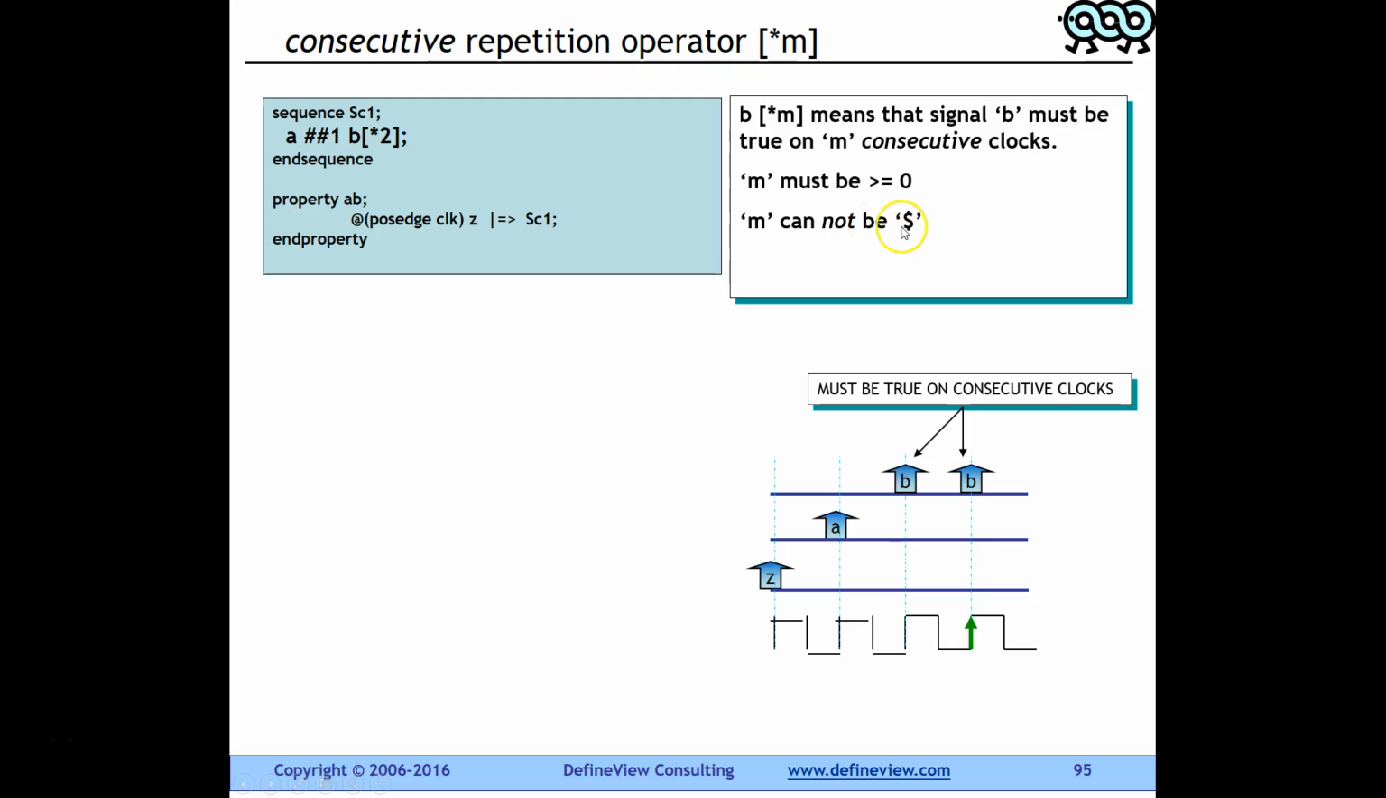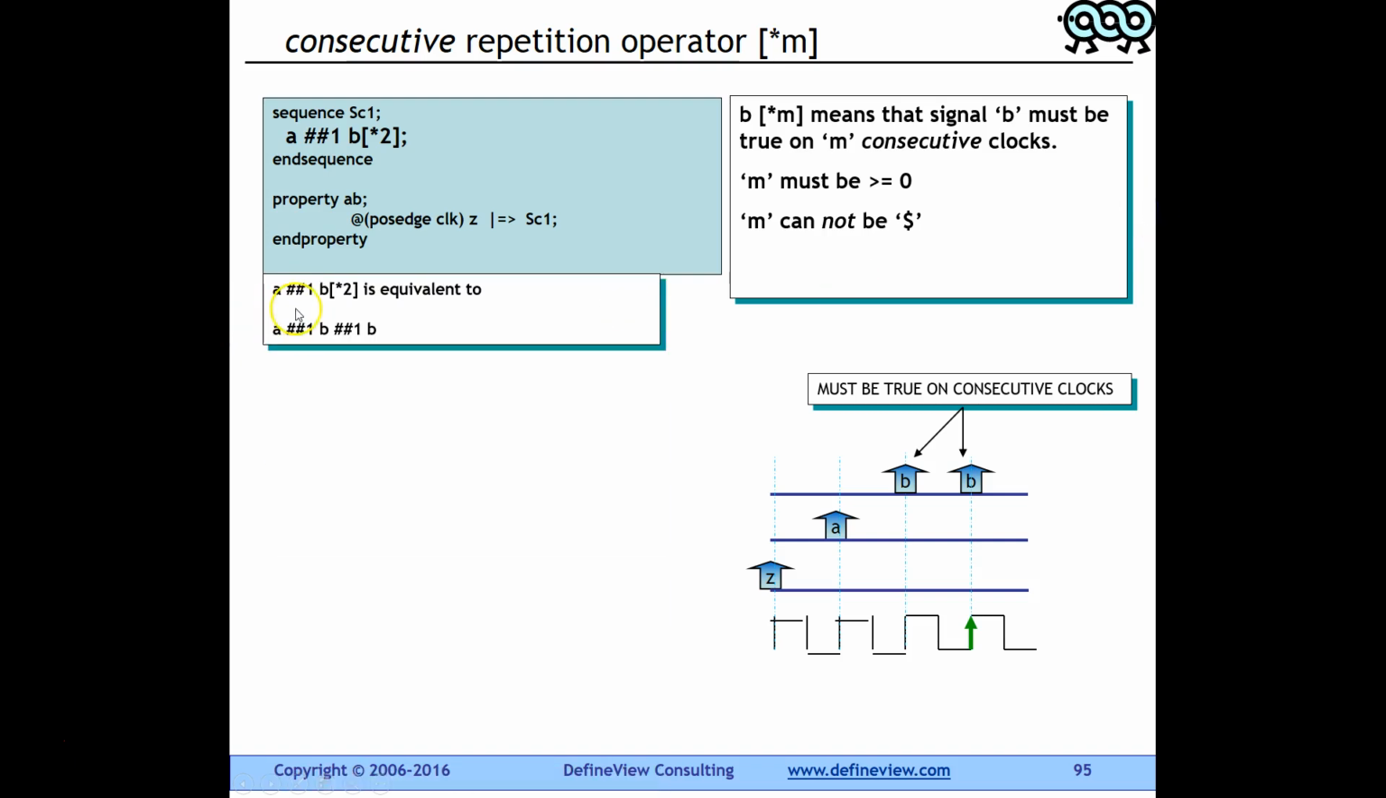M cannot be infinite. It makes actually no sense to see if a signal remains high forever with this particular consecutive repetition operator. You could simply say A pound 1 B, and there are other ways, like 1 colon infinity, for example, and that's another way you can achieve that particular spec. But in the case of consecutive, it doesn't make sense to have this M be infinite.